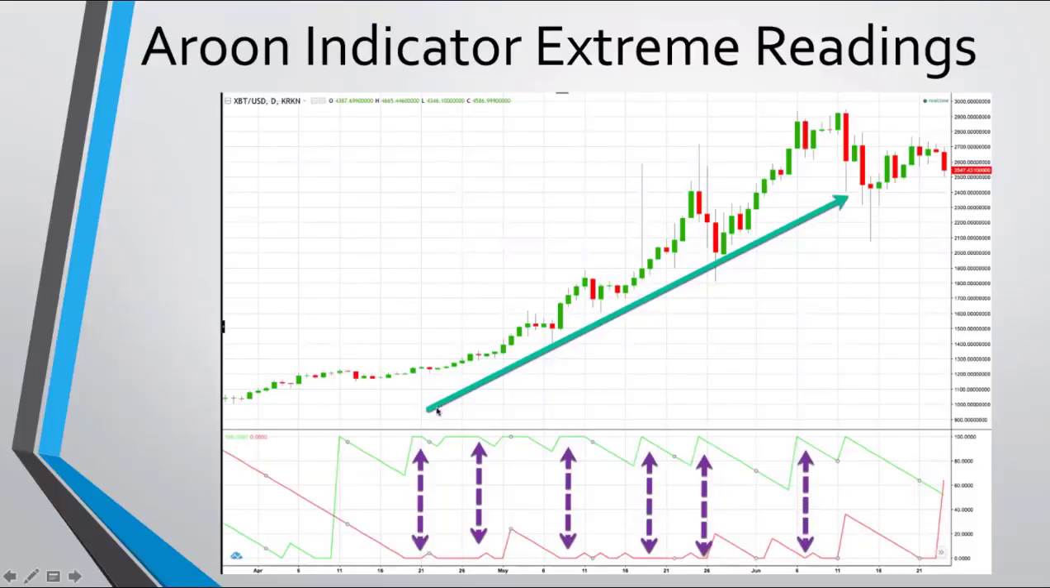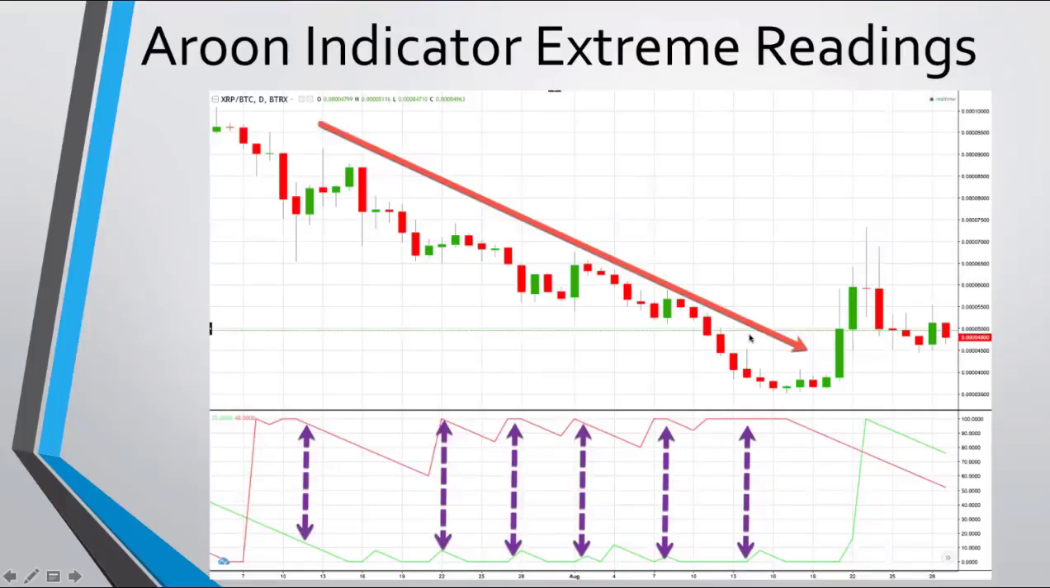So here we have an uptrend. You can see the green line is near or at 100. It jags up and down a little, but it remains up there. The red line is close to zero, and this is a strongly uptrending market. And then we see a little parallel fall, which Bob will go into.